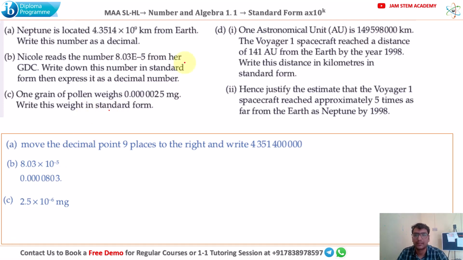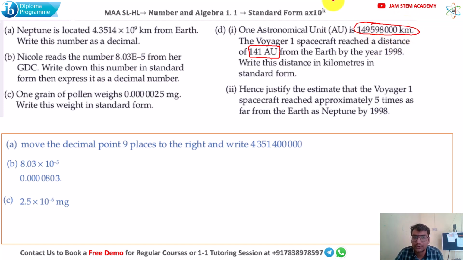Okay, next part. One astronomical unit is 149,598,000 kilometers. The Voyager 1 spacecraft reaches a distance of 141 astronomical units from the Earth by the year 1998. Write this in standard form in kilometers. Okay, so it's already in kilometers, so don't worry about that. But we have to find the value of 141 astronomical units, where one astronomical unit is this many kilometers. So what will be the value of 141 astronomical units in kilometers?